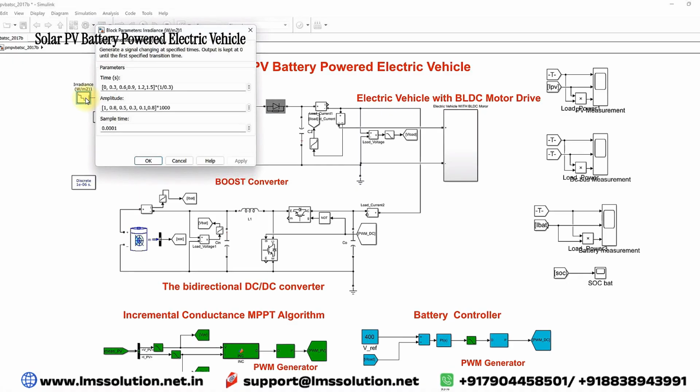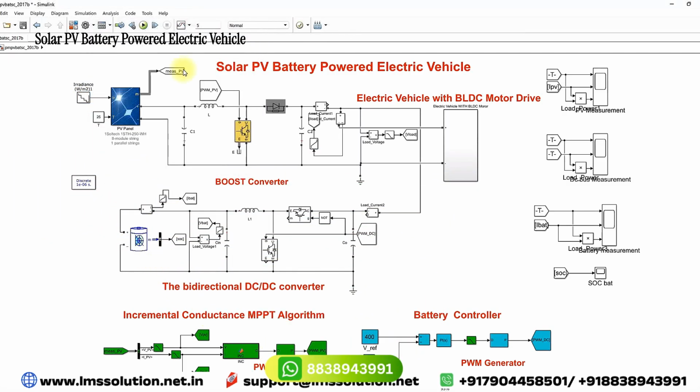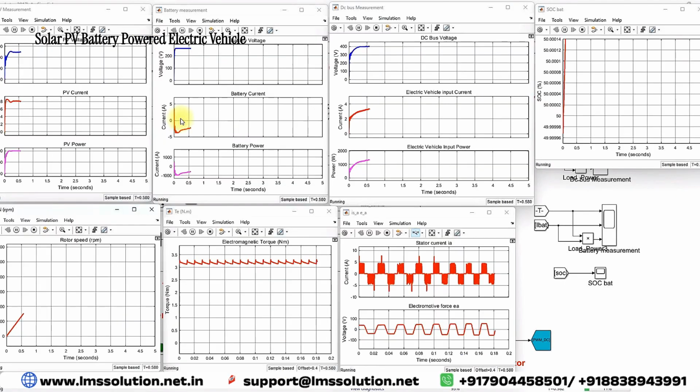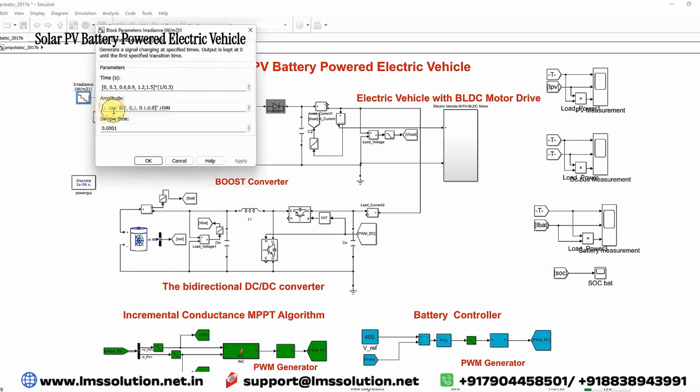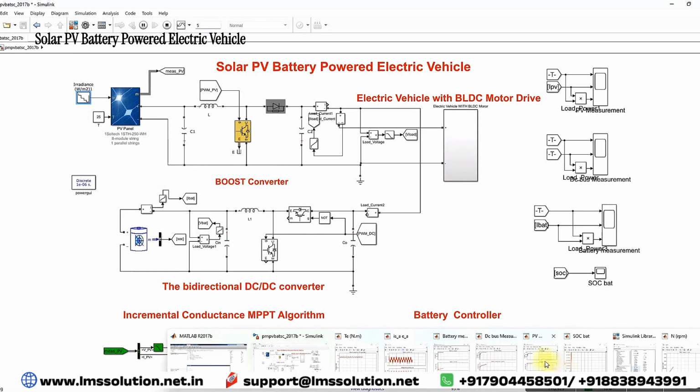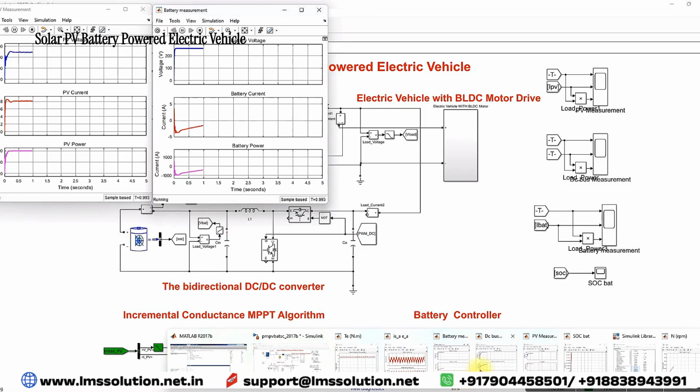Here we vary the irradiation and you have to check the performance of the system, like PV voltage, current, power, as well as battery charging and discharging, and we have to see the performance of the electric vehicle. For that we create this scenario. Now I'm going to simulate this model and you have to see the results of the solar PV powered electric vehicle. Here you can see the irradiation is initially 1000, after that it comes to 800, then 500, 300 and 100, changing every 1 second. Initially the irradiation is 1000 watts per meter square.